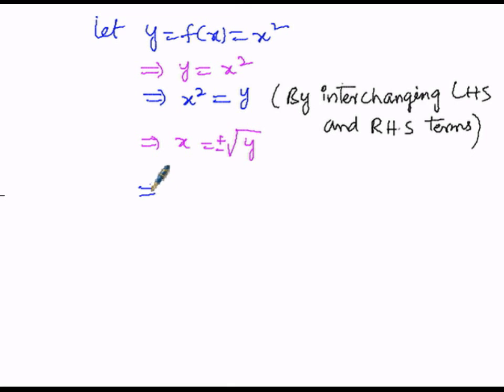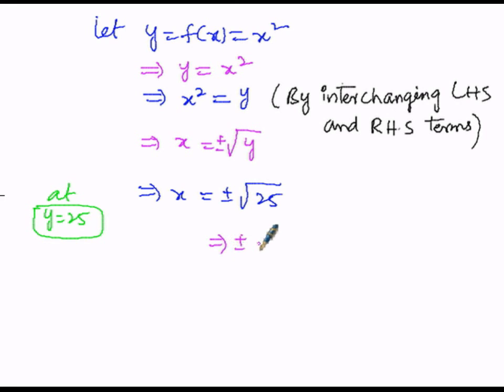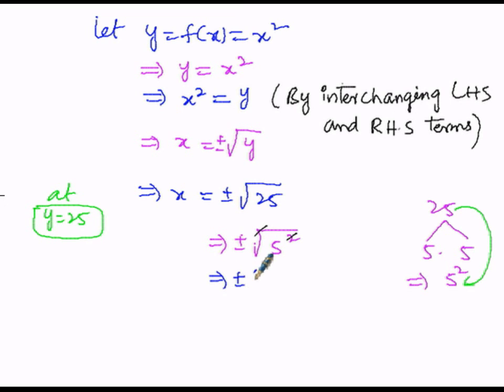So now x is equal to plus or minus root of y, where y must be replaced by 25, that is at y is equal to 25. That implies plus or minus root of 25. But 25 can be split as 5 into 5, or in other words 5 repeatedly multiplied twice, so it can be written as 5 square. Then while replacing under the square root 25 by 5 square, the square and the square root get cancelled. Then the next logical step will be plus or minus 5 is the value of this x.